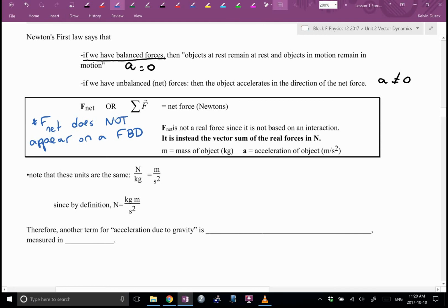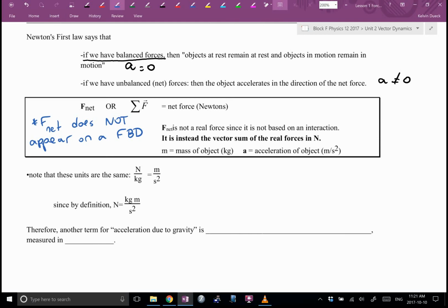Okay, because F net is the combination of all the forces on your free body diagram. If you also put F net on your free body diagram, what you've just done is doubled the forces, because you've listed all the individual ones which make up F net, and then you've also put F net. You put twice as many forces as necessary. So don't do that. F net never appears on the free body diagram. Where does it appear? It'll appear on the right-hand side of our equation when we go winner minus loser equals F net.